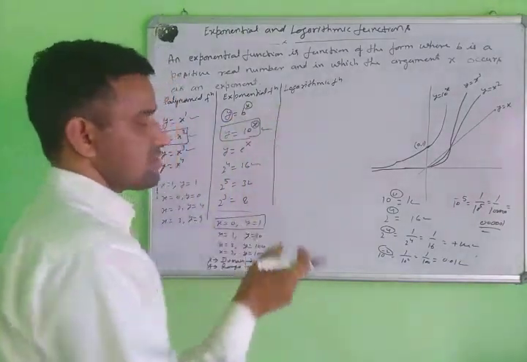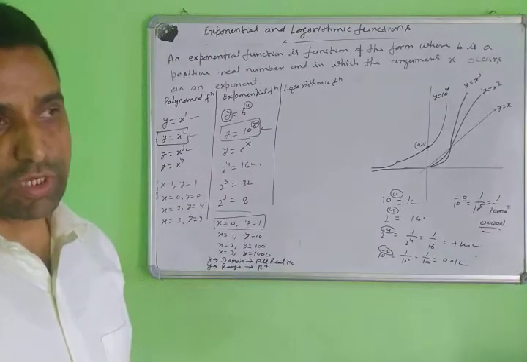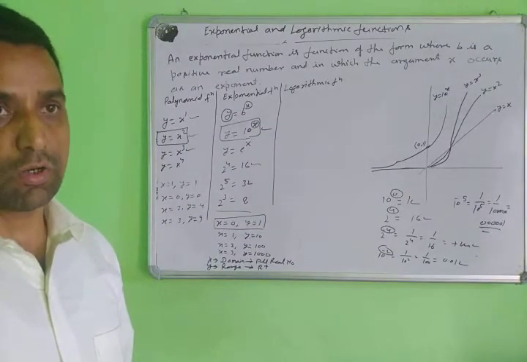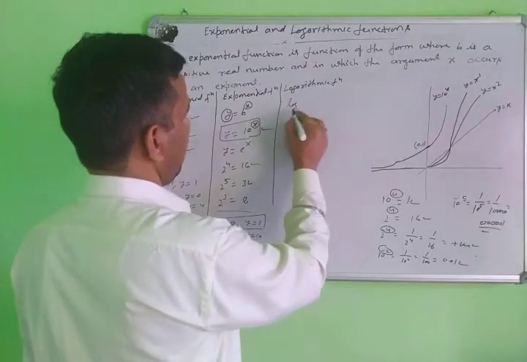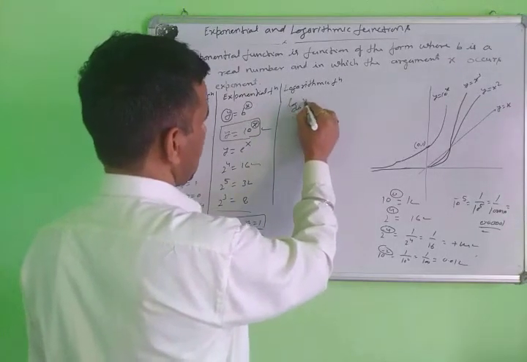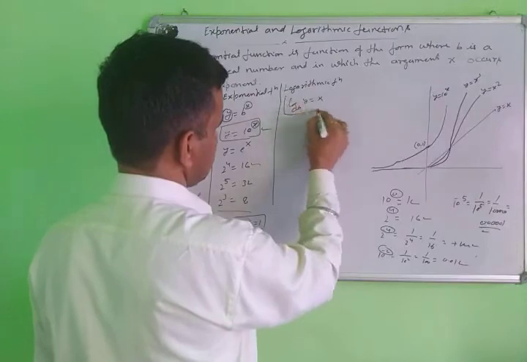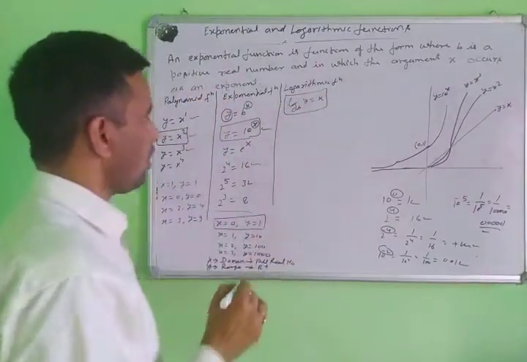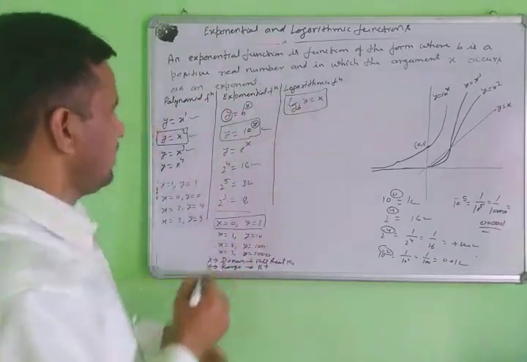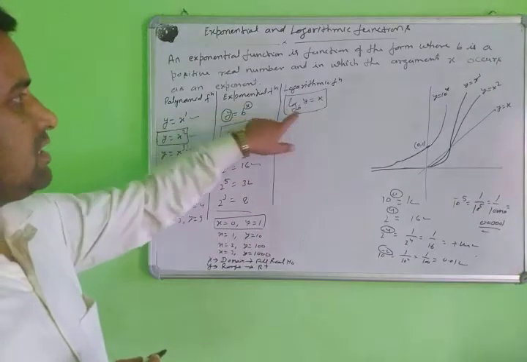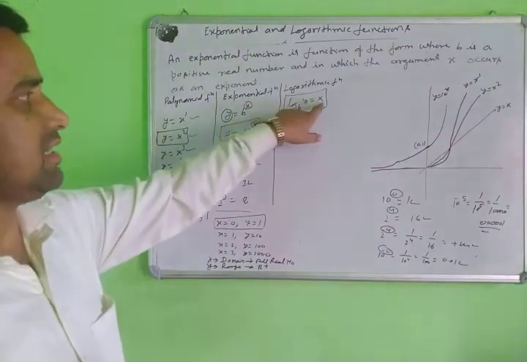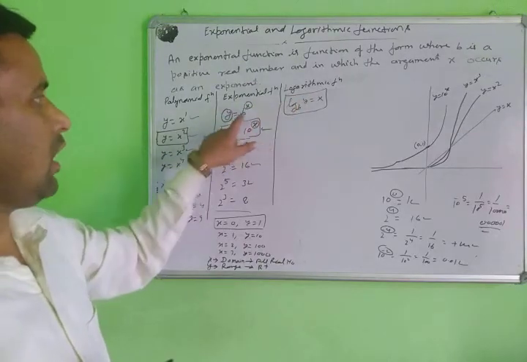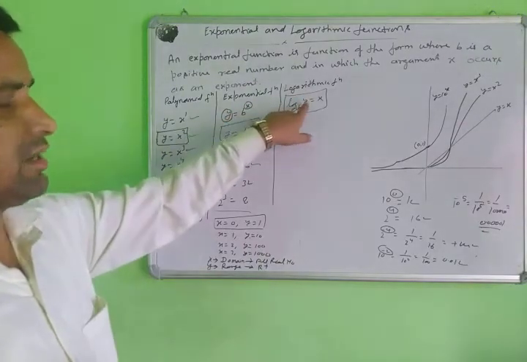According to the logarithmic function, we use log. Suppose you are using any function, log means logarithmic function. The logarithmic function is log base b of y equals x. This is the standard form. The base is converted, y is written here, and the exponent is written here. This is the domain part and this is the range part.